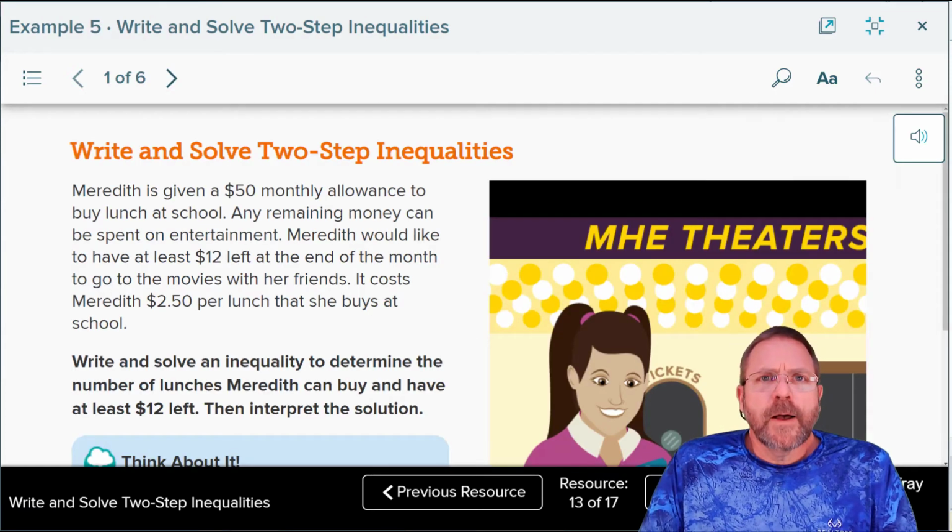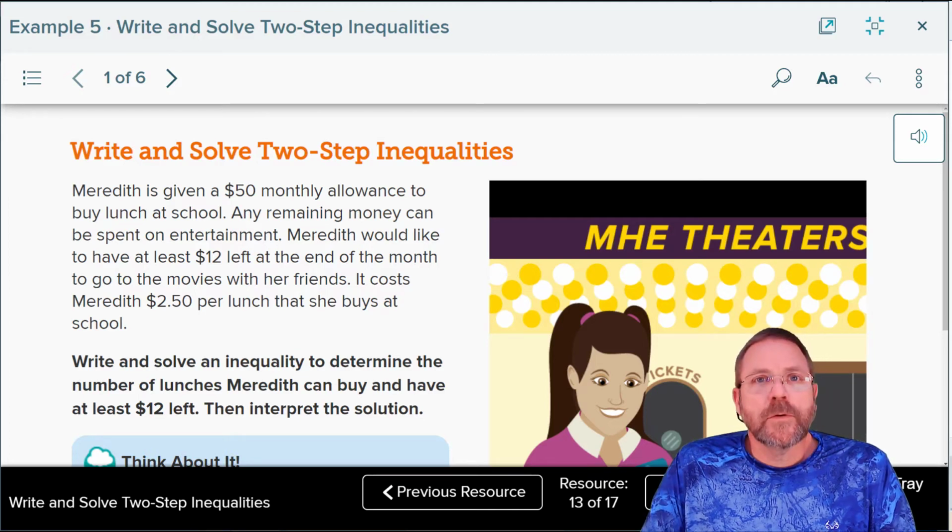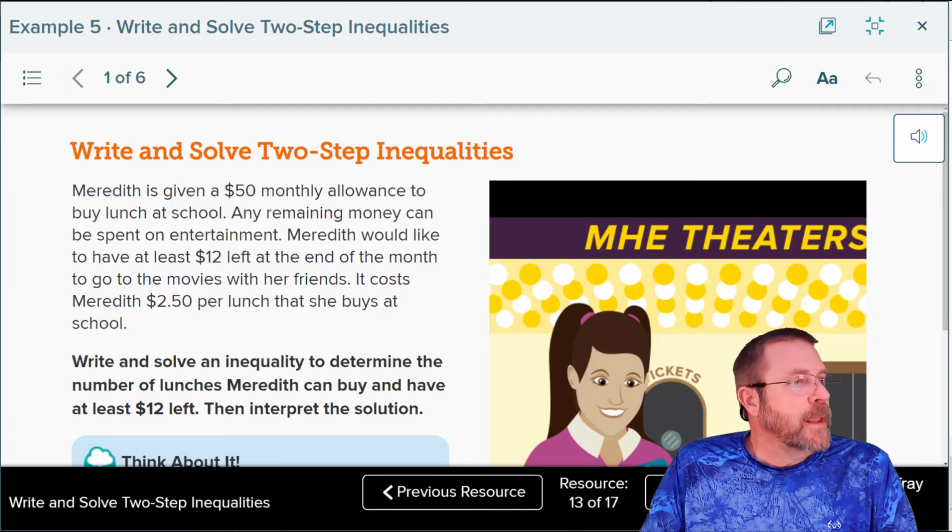In example 5, we have Meredith, and she was given a $50 monthly allowance to buy lunch at school. Any remaining money can be spent on entertainment.